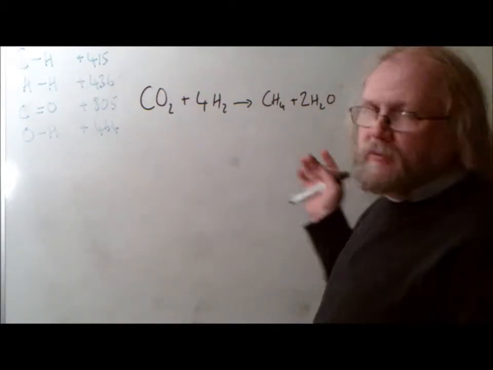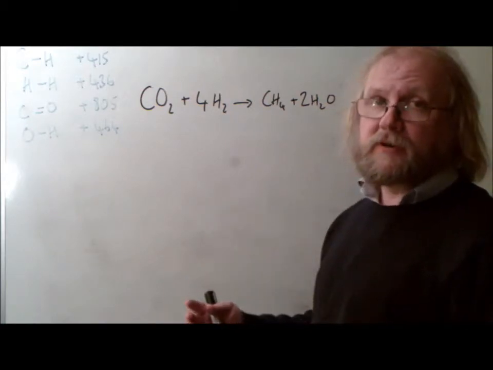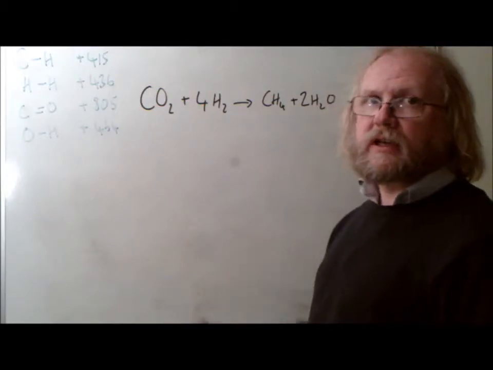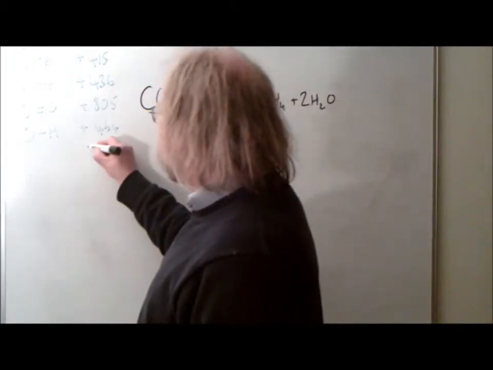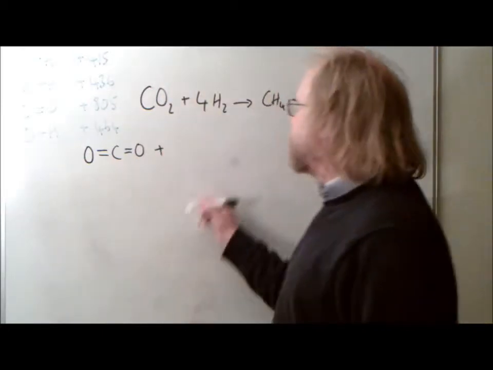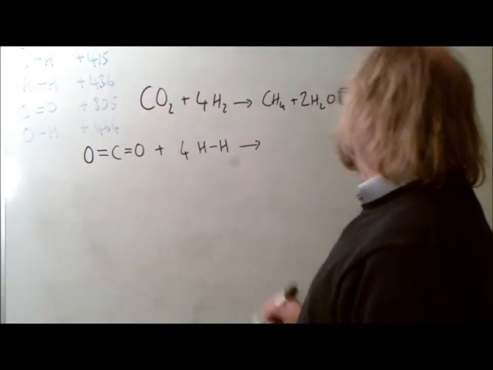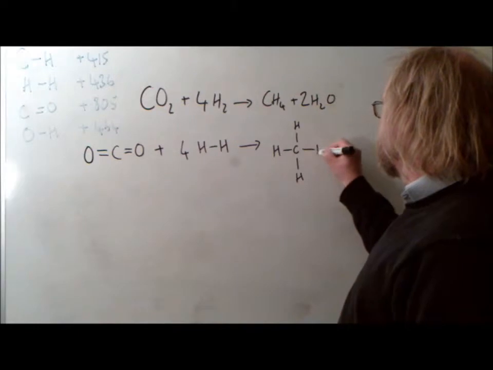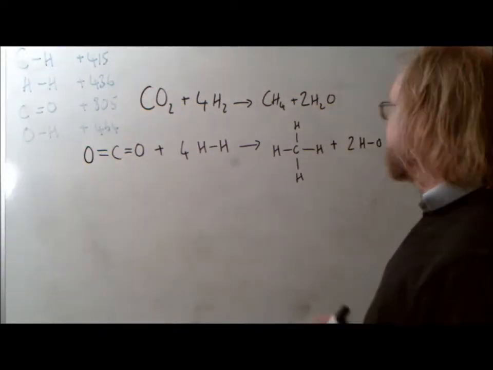This is a relatively simple one. You can probably get away without doing that if you're very comfortable with all of these things, but it's terribly easy to miss out a bond or count one twice or whatever. So what I would always do is draw out the displayed formulae. So that's what we're going to get for carbon dioxide, plus 4H2, so that's 4 lots of HH, will give you methane, plus 2 lots of HOH.